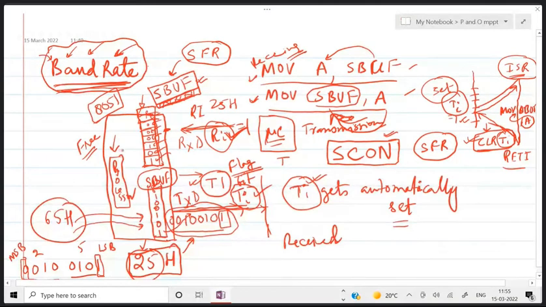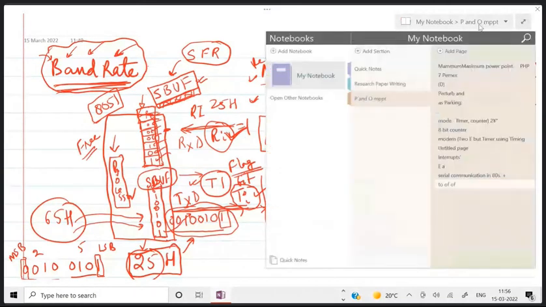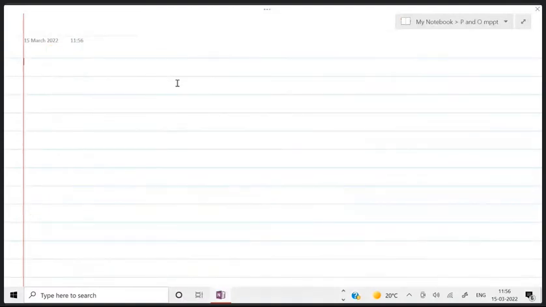Is there any doubt here? If there is no doubt, then I will move to the various modes of serial communication. Kindly let me know if there is any doubt till here. No doubt. I hope I am audible. Yes, sir, you're audible. Okay. So there is no doubt.